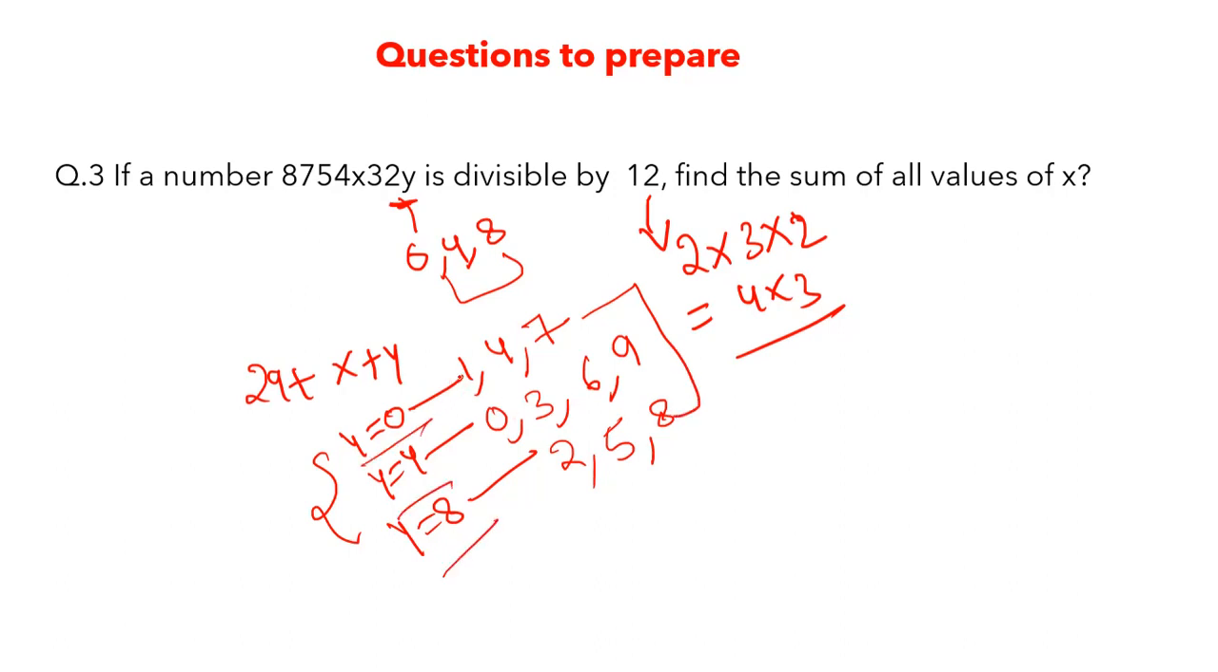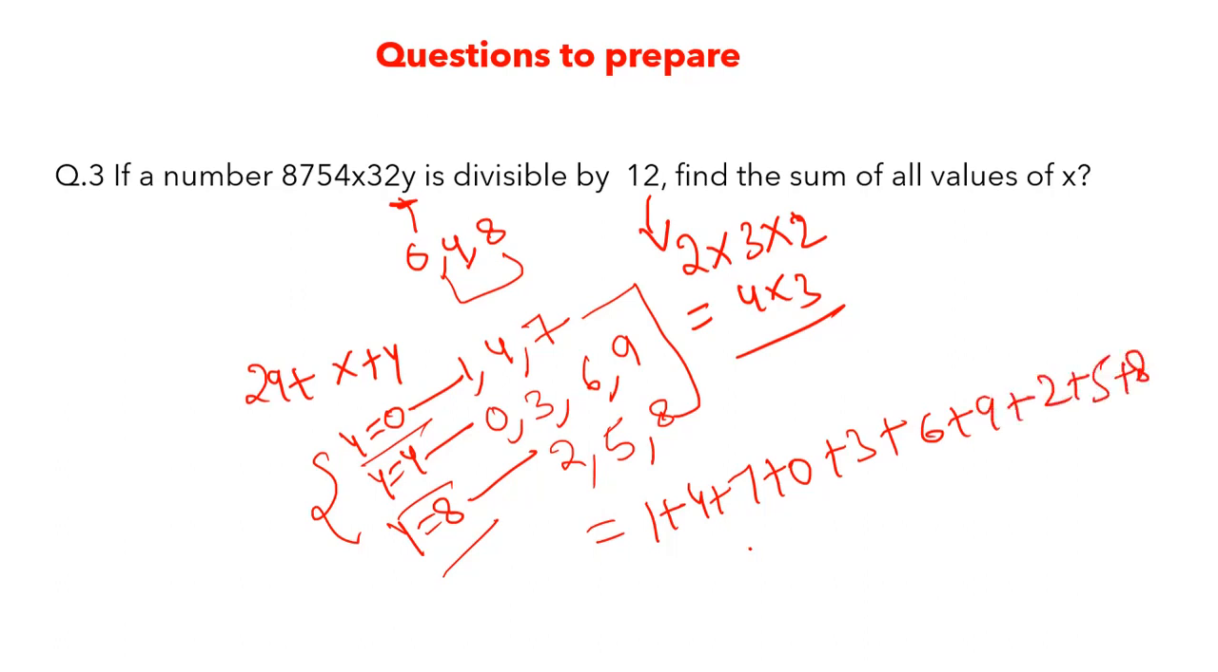Now we just have to print or return the sum of all values of x. So what are the values possible? 1 plus 4 plus 7 plus 0 plus 3 plus 6 plus 9 plus 2 plus 5 plus 8. Okay, so let's add them. 4 plus 5, 5 plus 7, 12, 15, 21, 30, 32, 37, and this 45. So you have to speed up your calculation basically, and how is this going to happen?